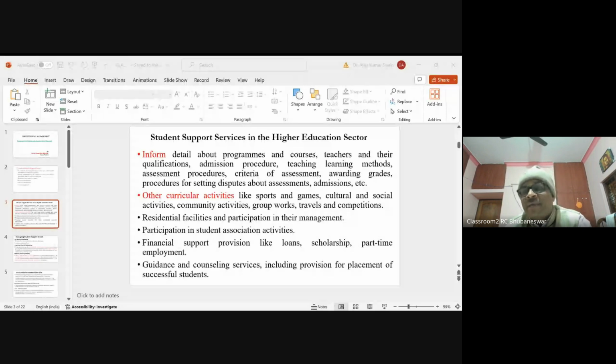scholarship, part-time employment, everything. Guidance and counseling service, placement of successful students, placement cells are there. As per the guideline of NAAC, every higher education institution, every college must have a placement cell. So students will be made aware of the different qualifications required and the different platforms by which you can get employment. The colleges with good systems will organize accordingly. So guidance and counseling service and placement cell are also very important activities of higher educational institutions. It is very important for all.